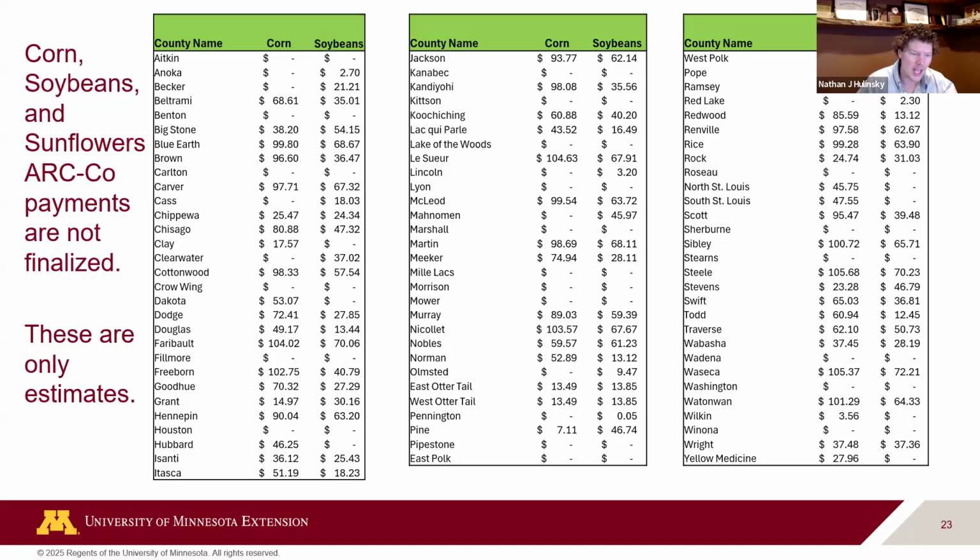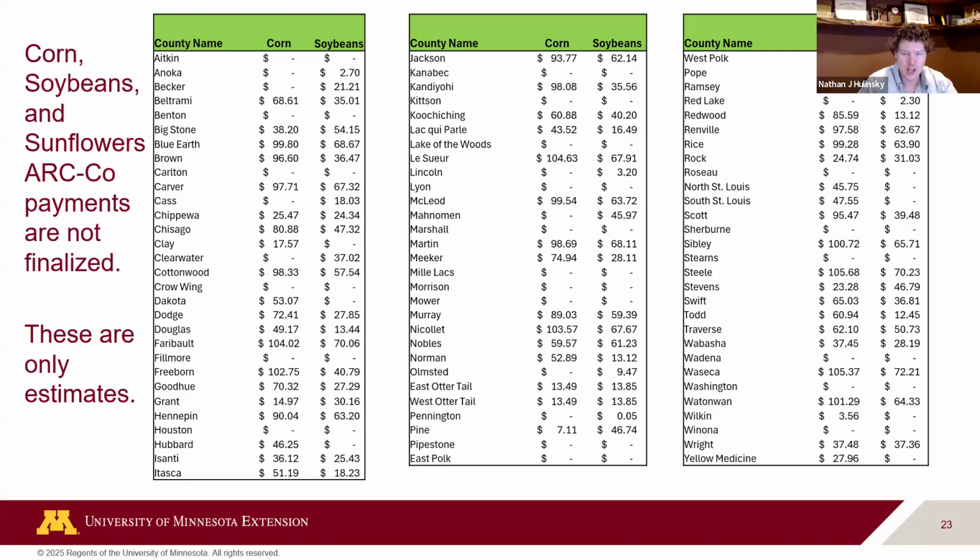These payments will pay out on 85% of a farmer's base acres. So if a farmer has 100 base acres of corn, it'll pay out on 85 of those acres. That's how the math works for these calculations. These are only estimates, but there are some fairly substantial corn and soybean payments that will be issued yet this fall from the USDA.